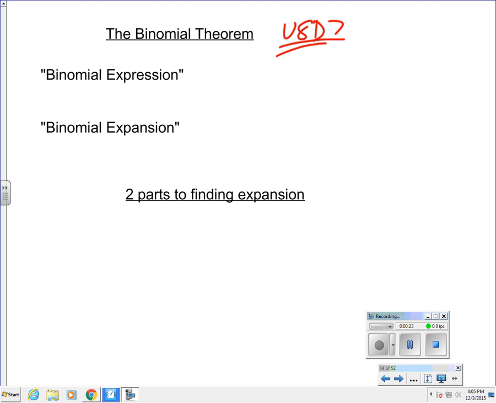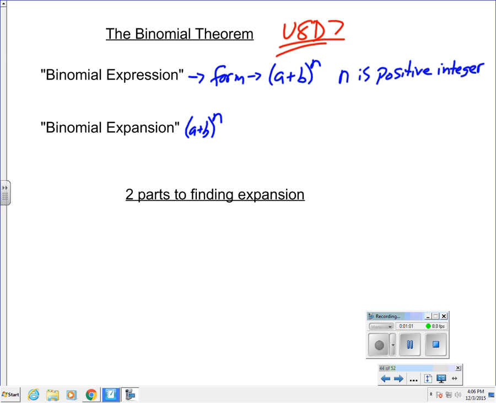So first, I'll give you a couple definitions. When we say binomial expression, what we mean is any expression with this form: a binomial, so two terms, raised to a power, an integer power. So that's what we mean by binomial expression. And the expansion of a binomial expression, a binomial expansion, is when we actually multiply this out.